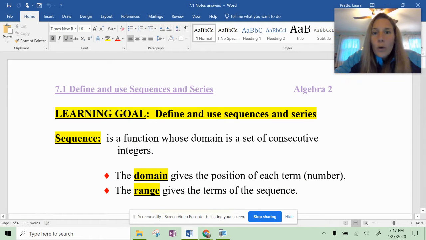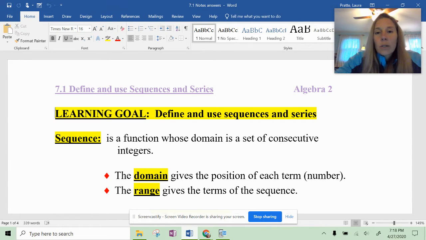Okay, so a sequence is a function whose domain is the set of consecutive integers. So the inputs that you would be putting into that function, whatever number you're starting with, you go from there. So 1, 2, 3, 4, and so on, or 5, 6, 7, 8, and so on. Or it could even be negatives. The range then would give the terms of the sequence.